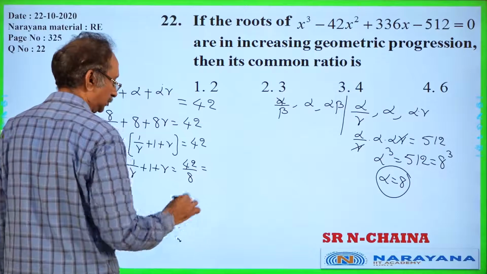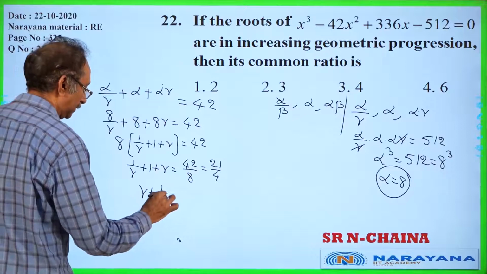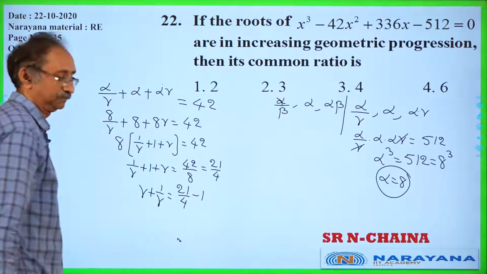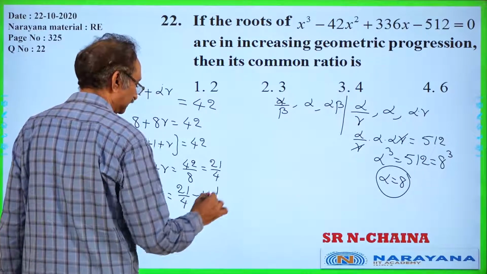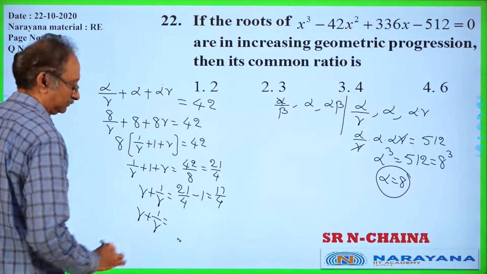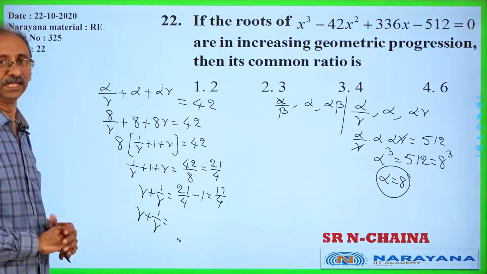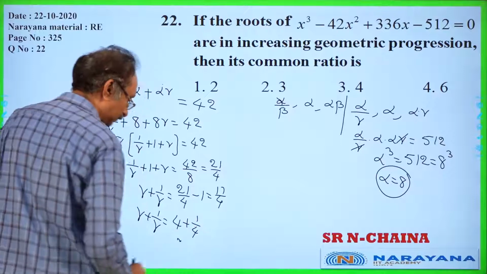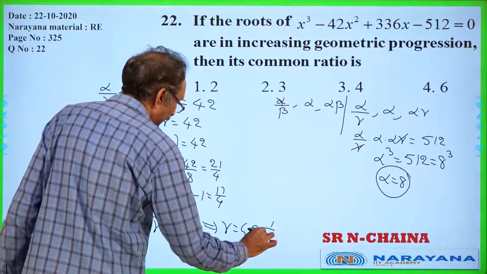So can we cancel 2 here? Yes, 21 by 4. And therefore r plus 1 by r is equal to, this one becomes minus 1, 21 by 4 minus 1. Okay, what is 21 by 4 minus 1? That is 21 minus 4, that is 17 by 4. And now you will get a quadratic equation. But see students, a very useful result, x plus 1 by x is equal to a plus 1 by a, either x is equal to a or 1 by a. So accidentally this can be written as 4 plus 1 by 4, and that implies either r is equal to 4 or 1 by 4.